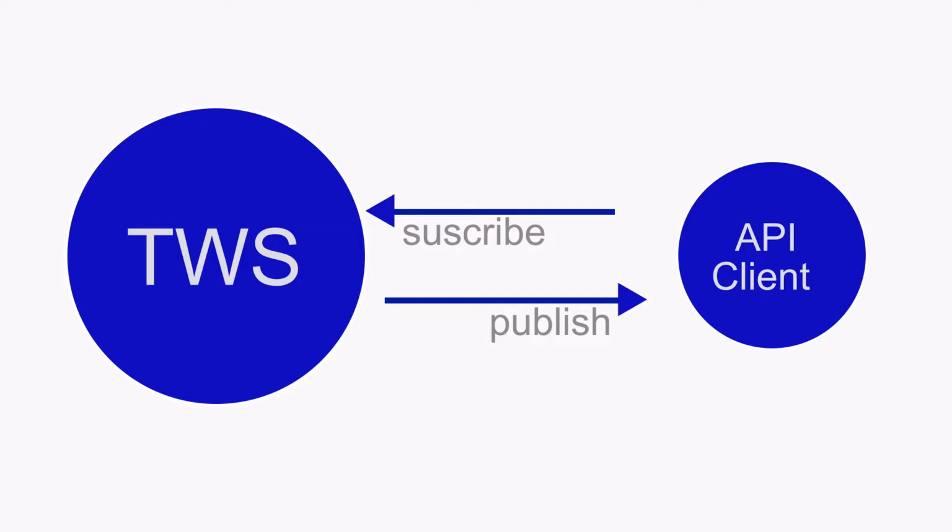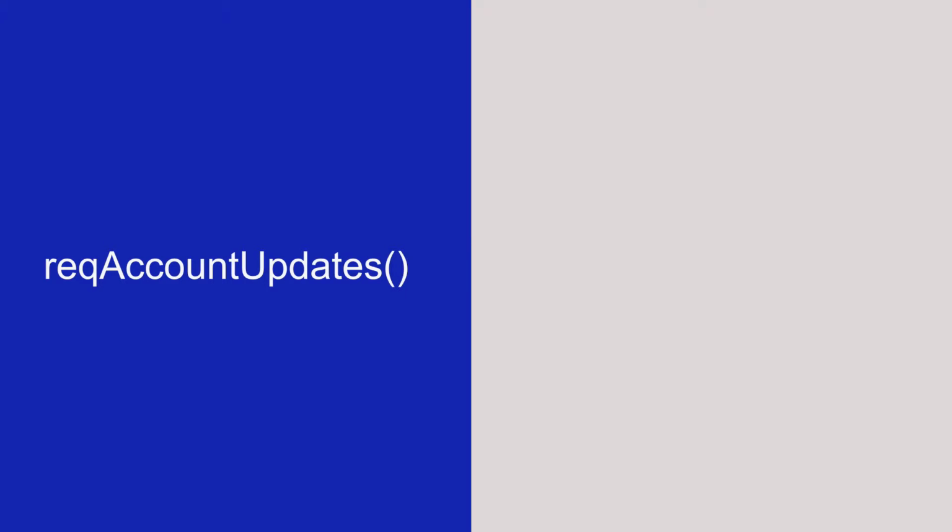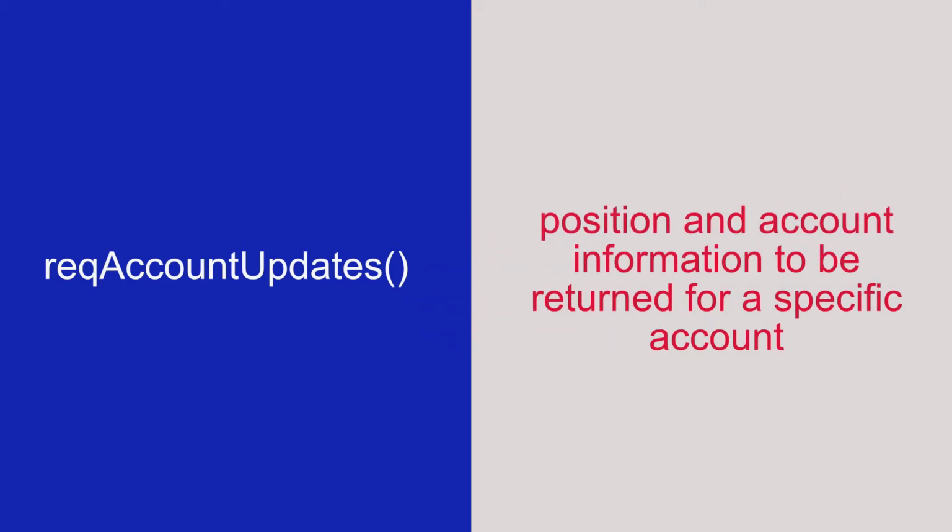So the first function is reqAccountUpdates. This function causes both position and account information to be returned for a specified account. It can only be used with a single account at a time. That means it's most commonly used in single account structures, and if you have a multiple account structure, such as an advisor account or a linked account, more commonly a different function would be used.